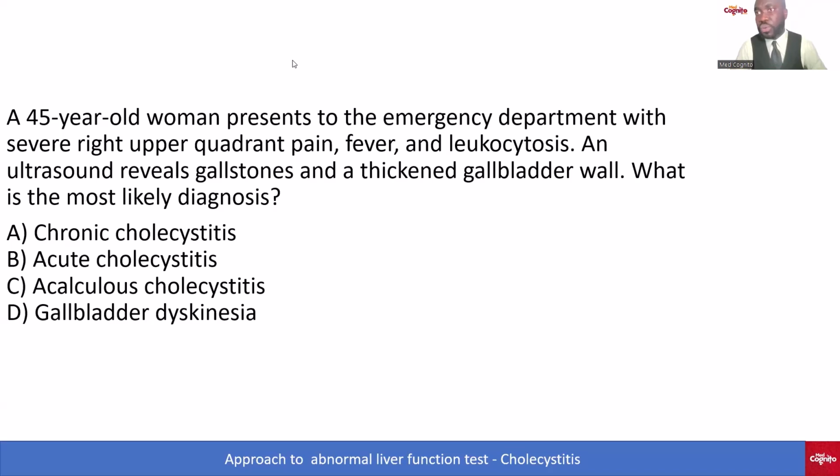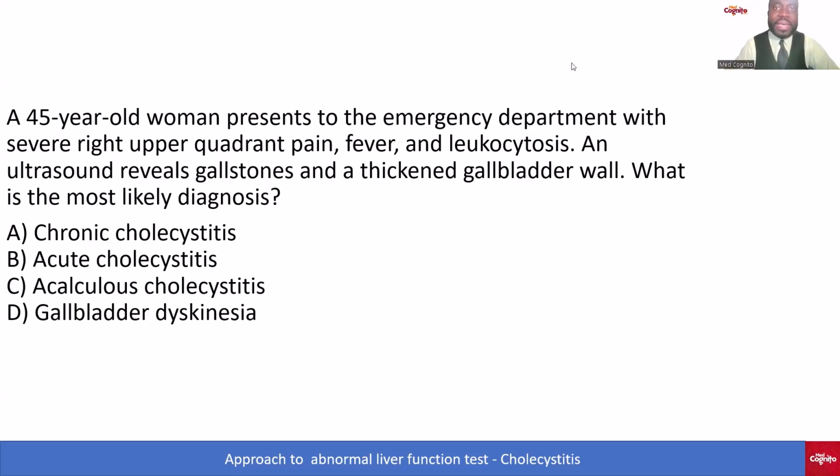Dr. Kano, let's go. A 45-year-old woman presents to the emergency department with severe right upper quadrant pain, fever, and leukocytosis. An ultrasound reveals gallstones and a thickened gallbladder. What is the most likely diagnosis? Beautiful. So please kindly type in your answer.